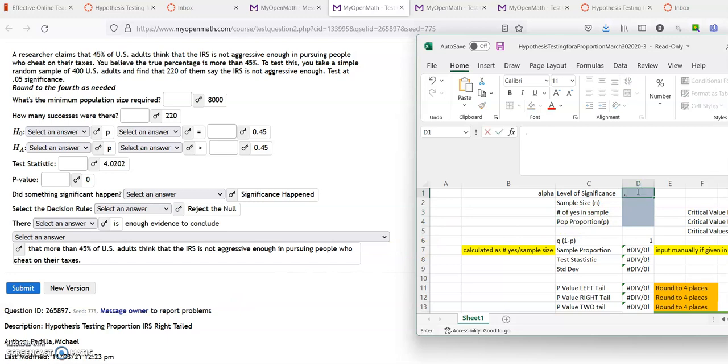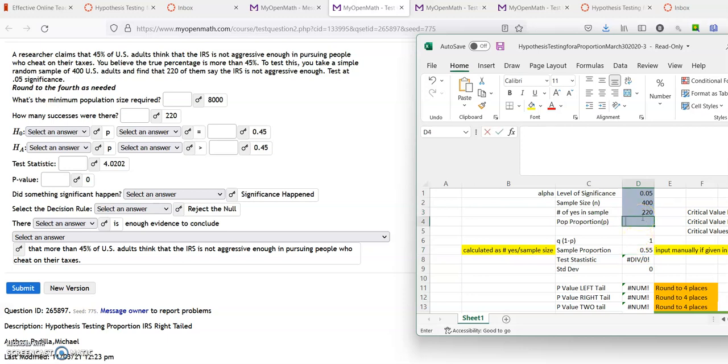It is 0.05. Sample size is 400. Number of yeses, okay, so it does need to be calculated. So make sure that this sample proportion right here has this formula in it, equals D3 divided by D2. Make sure that's in there. Number of yeses is 220. So 220 divided by 400 is right there, 0.55. That calculates that for you.